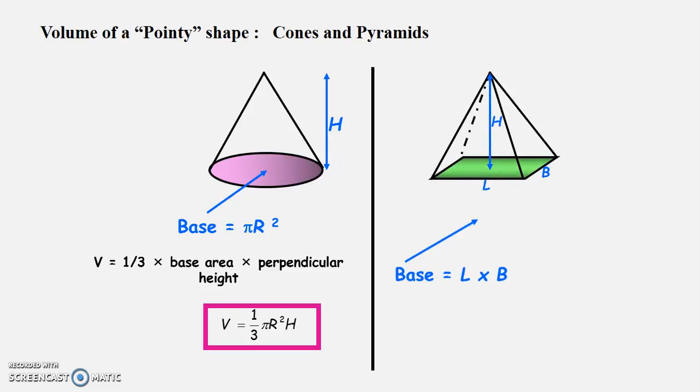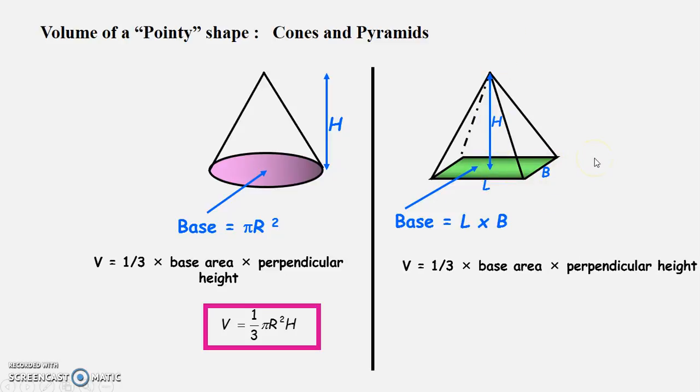And a pyramid. So we've got base is going to be length times base, because that is a rectangle. And we also have our perpendicular height again. So volume is going to be 1/3 times base area times perpendicular height. Okay?